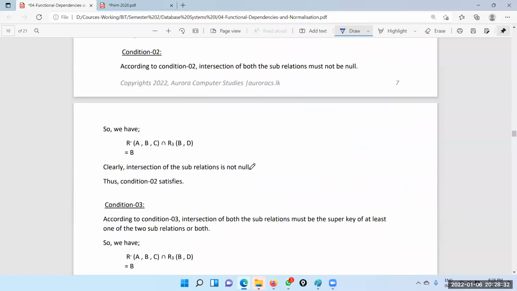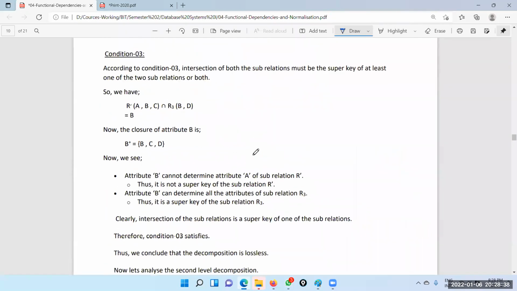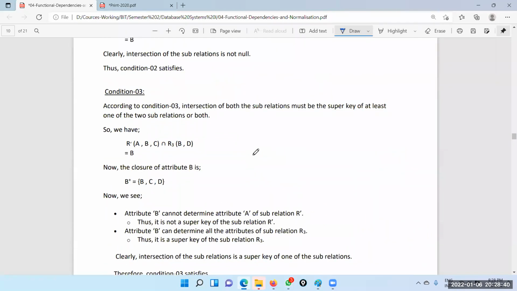So yes, it is a super key. Okay. Intersection is a super key. So therefore, that part is correct. Okay.